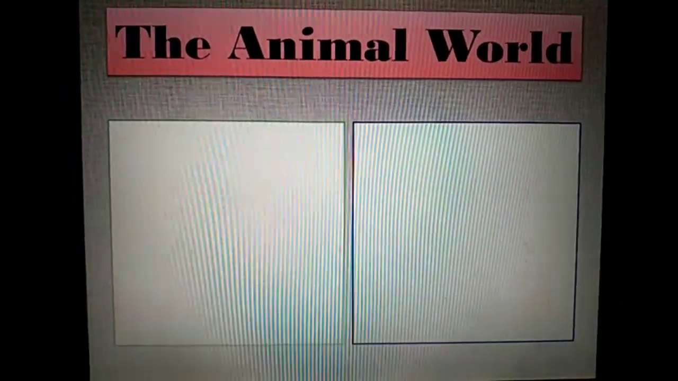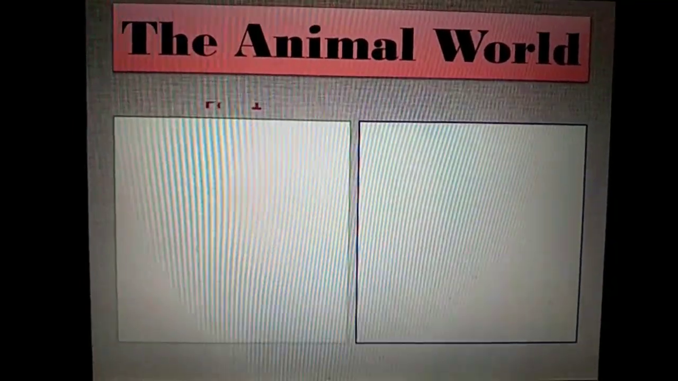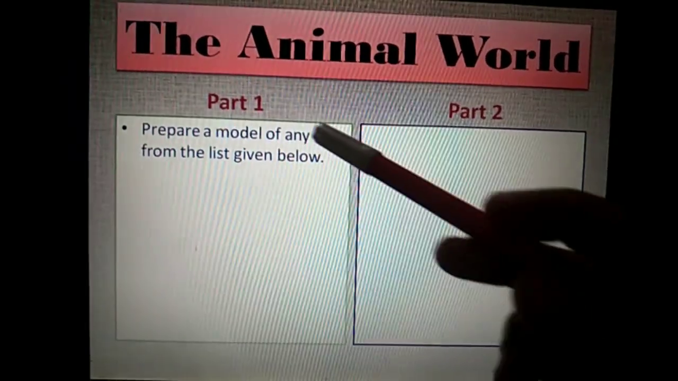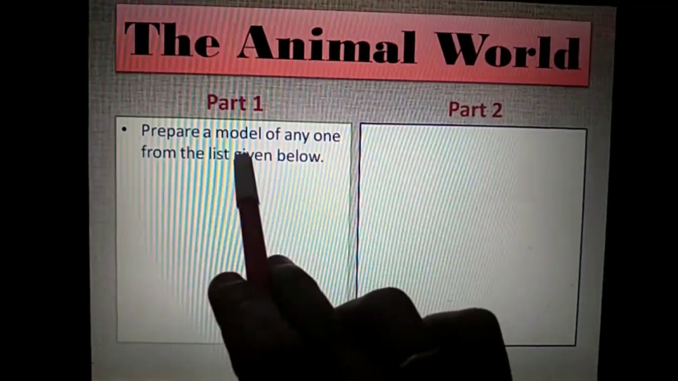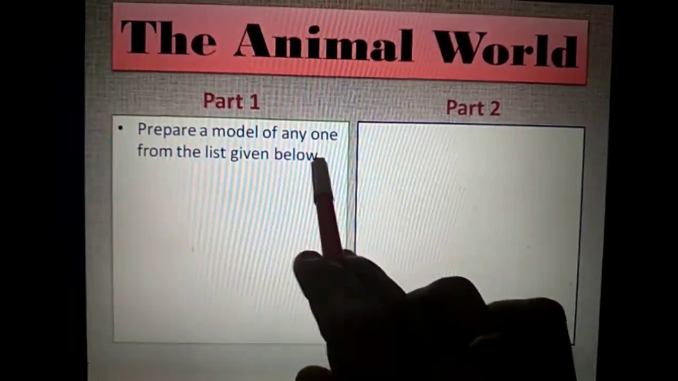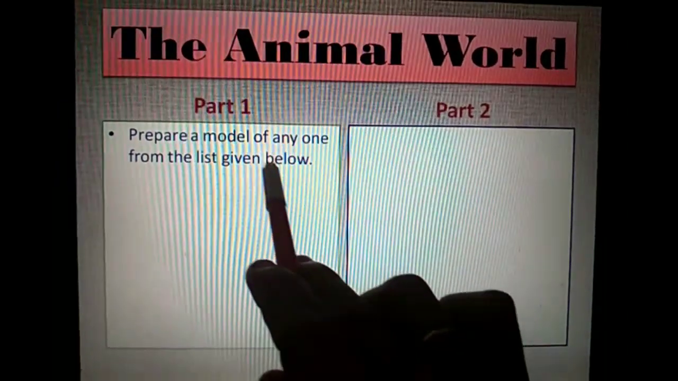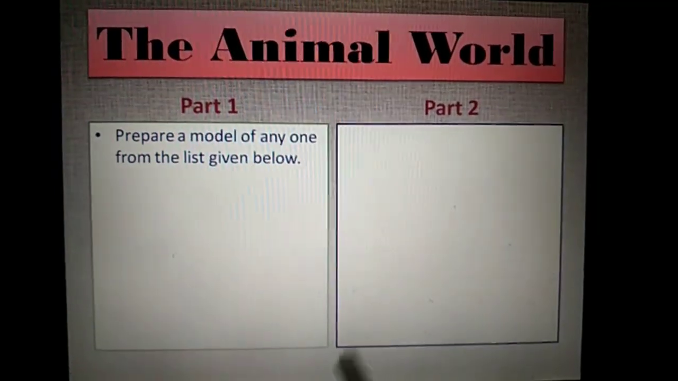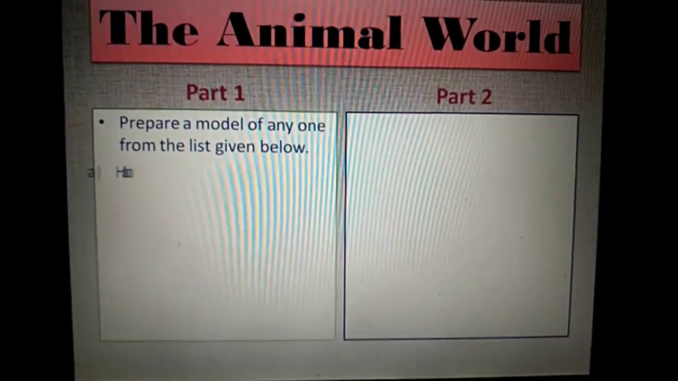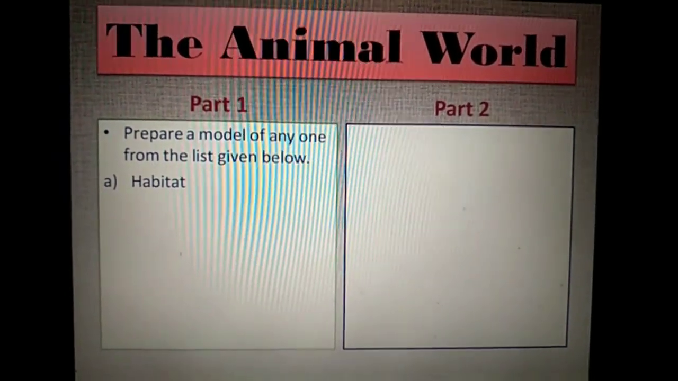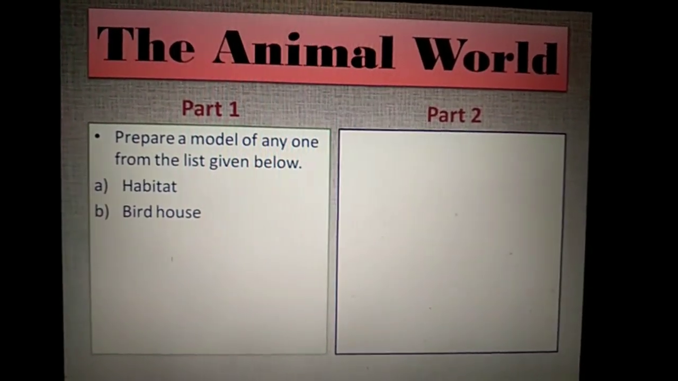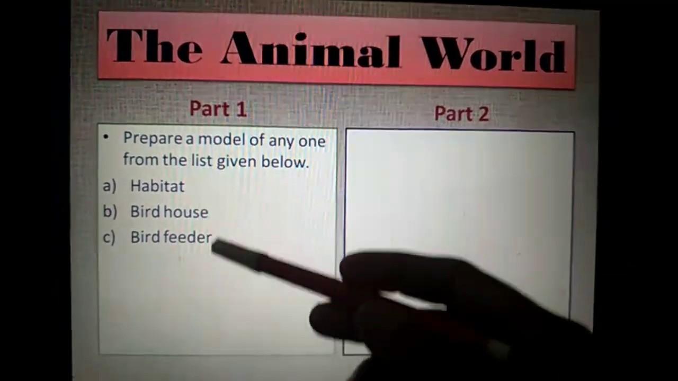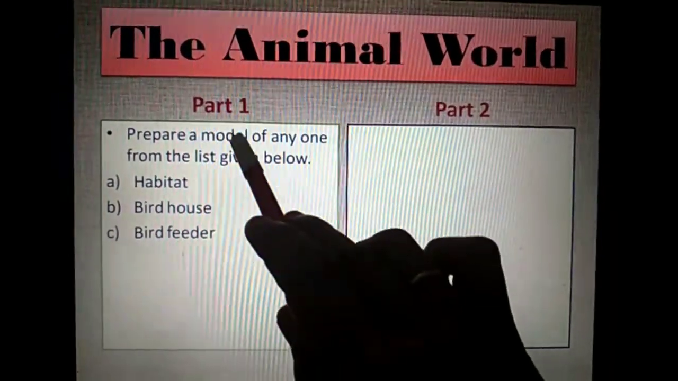Let me explain to you the details of both the parts. As far as part 1 is concerned, you have to prepare a model of any one from the list given below. आपको एक मिनिएचर, एक मॉडल बनाना है. किसका? The options are habitat, birdhouse and bird feeder. You can choose any one from these three and you can prepare a model.